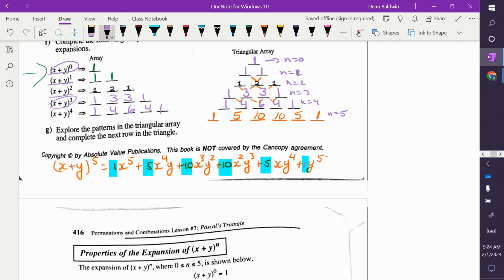It goes down by 1, right? So it's 5, 4, 3, 2, 1, and then you would write x to the 0, but nobody writes that. Okay? What happens to the degree of the y's as you move left to right? They go up by 1. This is y to the 0, y to the 1, 2, 3, 4, 5.